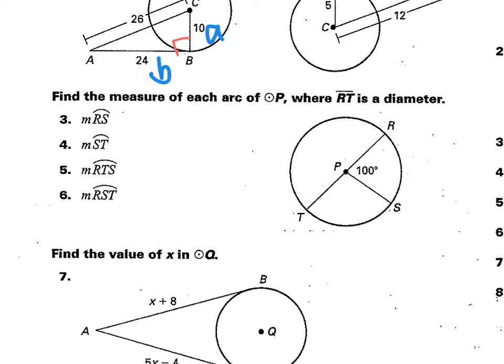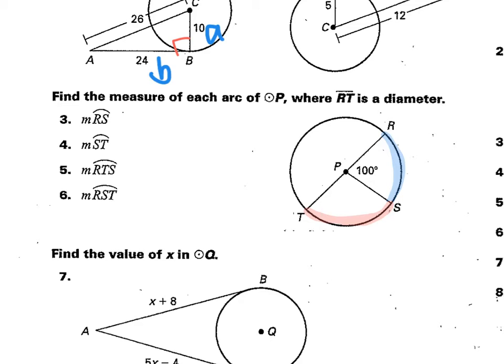Numbers 3 through 6. All right, we're going to find the measurement of these different arcs. The first one is talking about the measure of RS. So, right here, how many degrees would that be? Number 4 is talking about ST. So, from S to T, how many degrees?